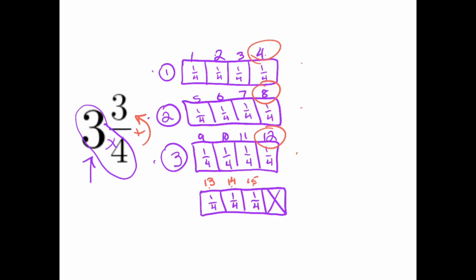So that's 4, 8, 12. Then you are adding the 3 1/4s at the bottom. All right, so 12, 13, 14, 15. That is 15 fourths. So 3 and 3/4 is equal to 15 fourths.